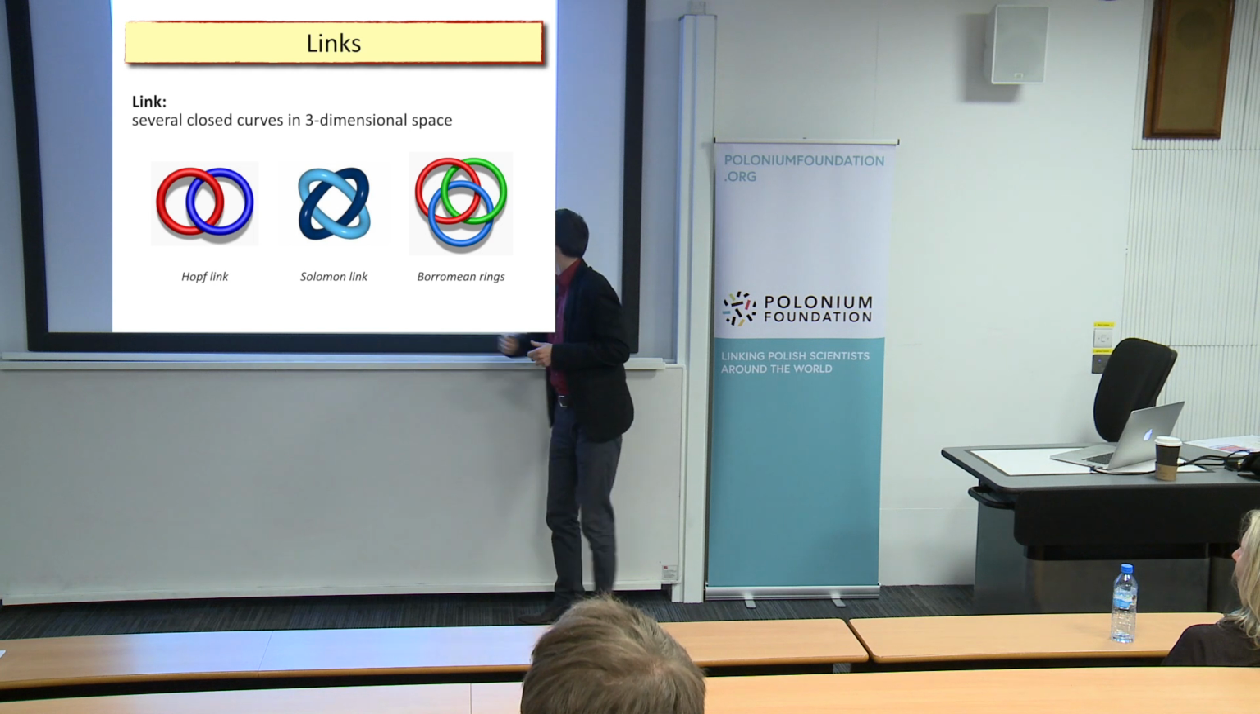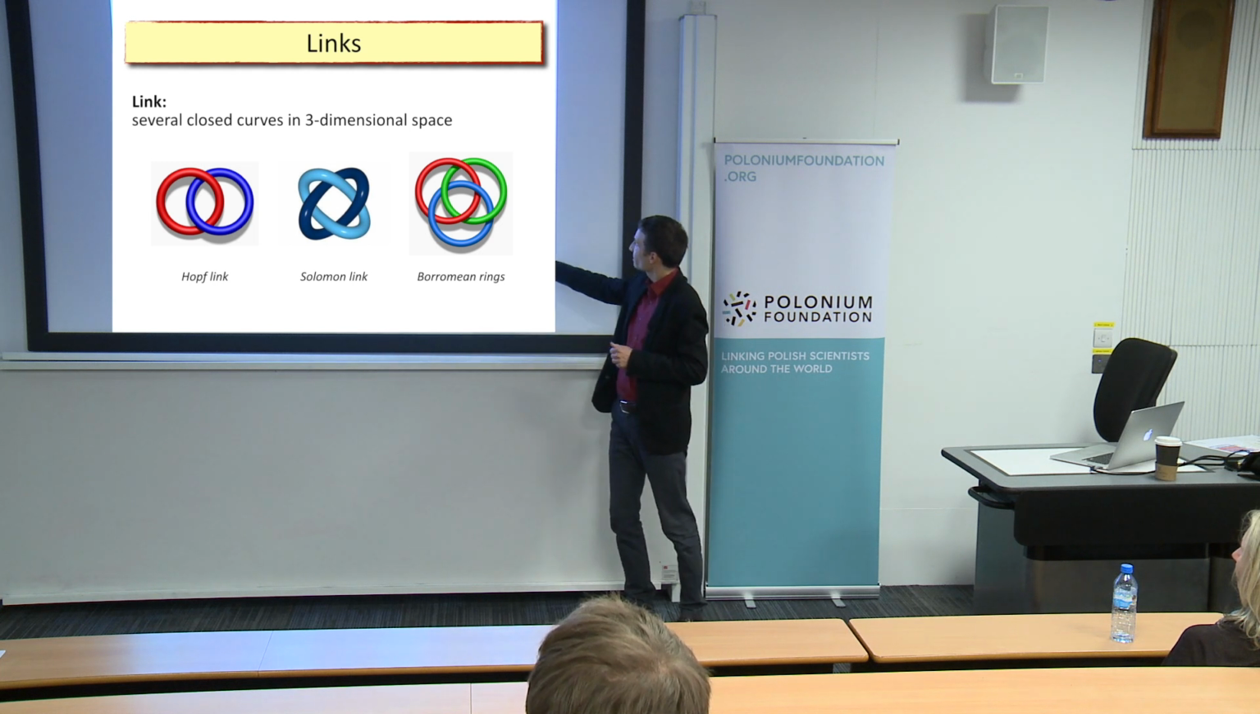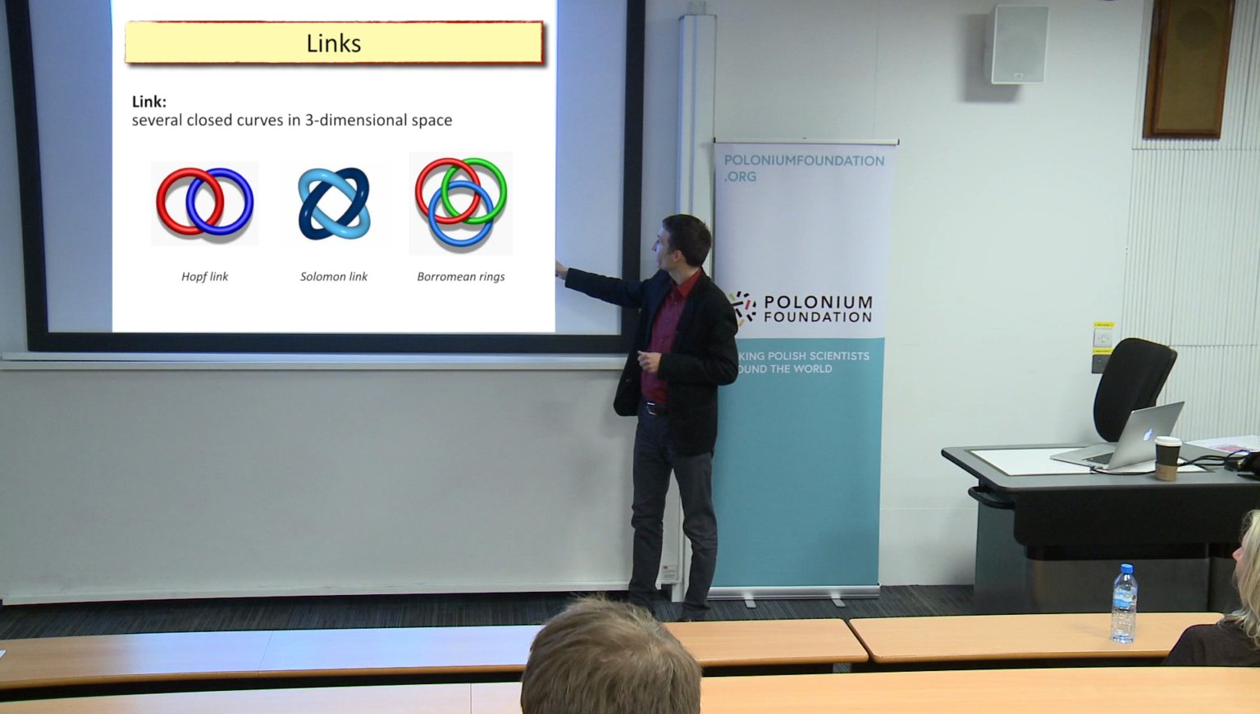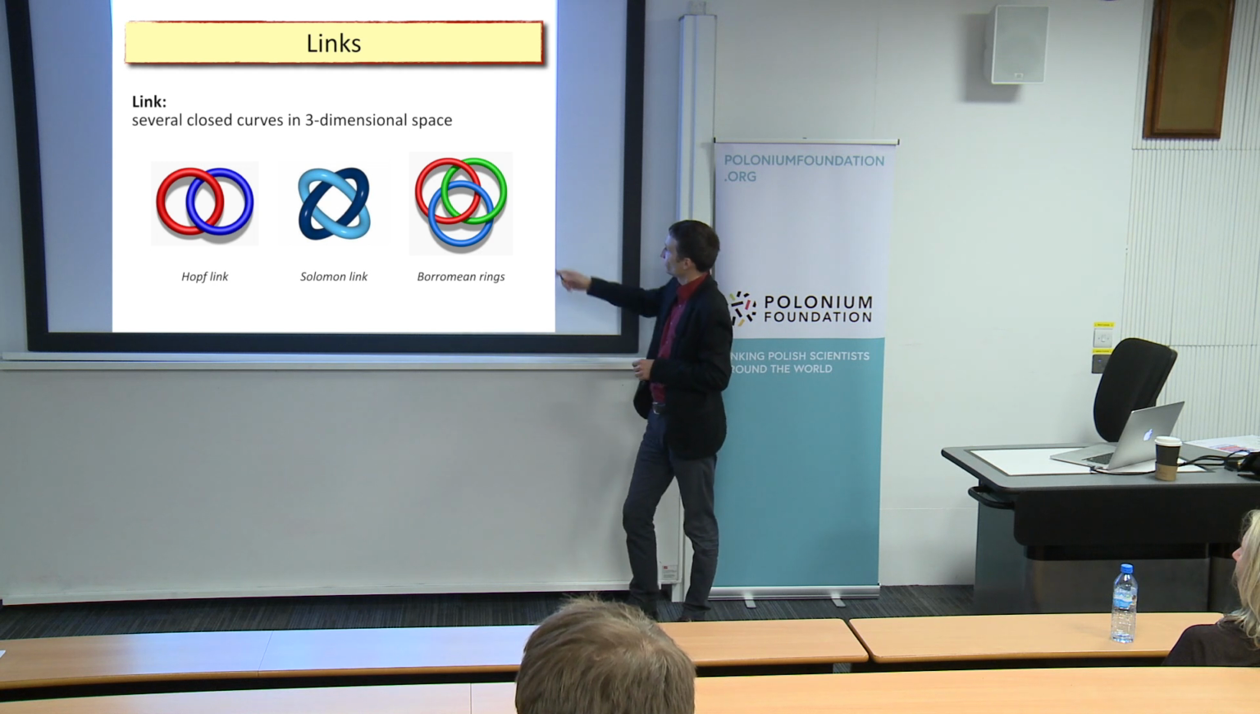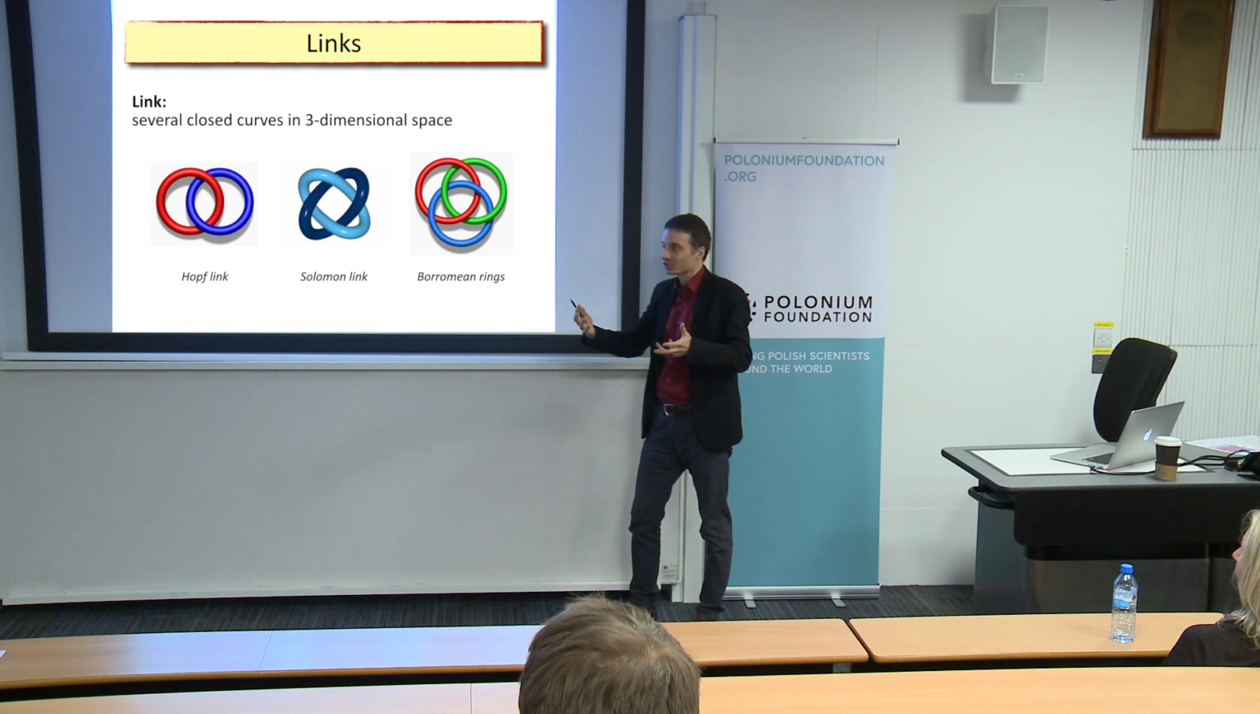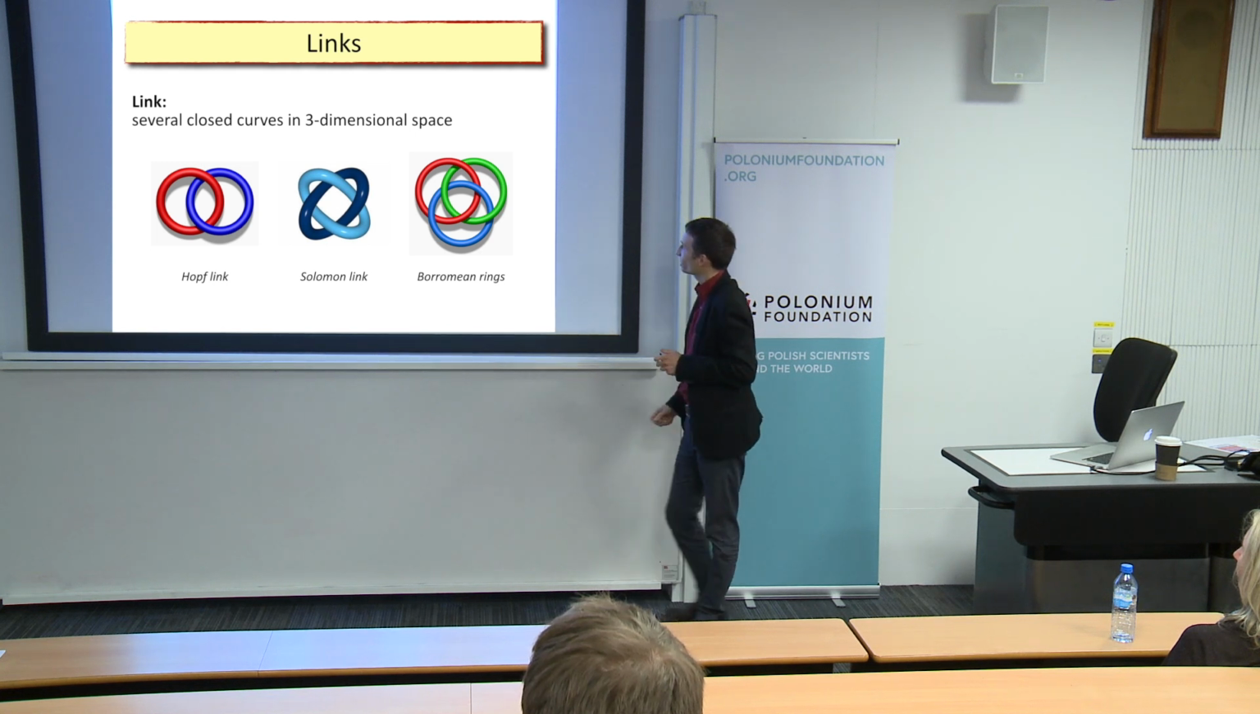This is called the Solomon link. And these are Borromean rings. This is a very interesting example of a link, because if you look carefully, this is indeed linked. So this is a non-trivial structure. You cannot separate those links.